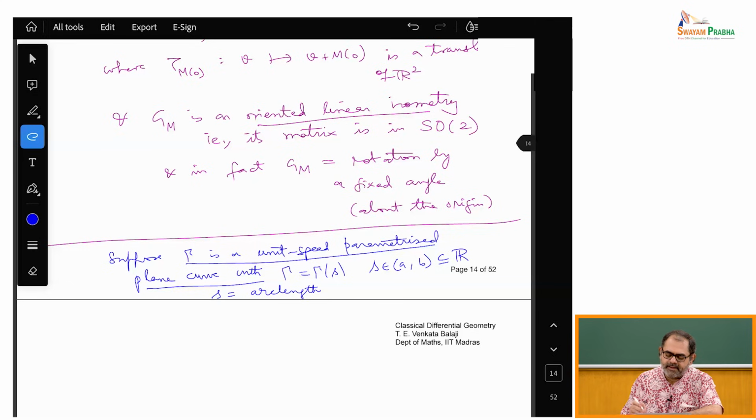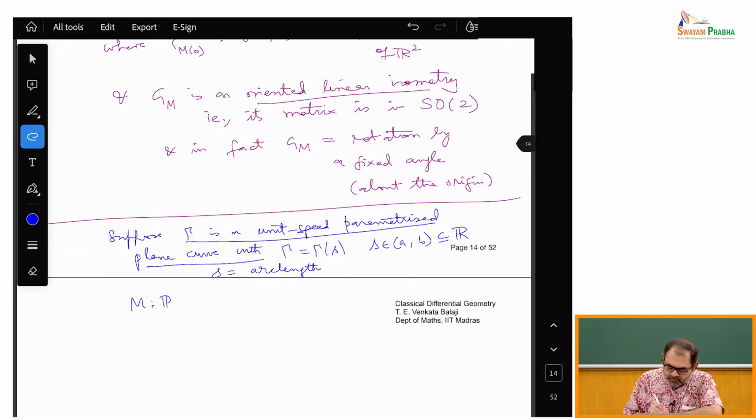And M from R2 to R2 is a rigid motion of R2, so that is very important. So what does it mean? It means M is an isometry, and it is a direct isometry, or an orientation preserving isometry. Remember that orientation preserving means that it will not only preserve the angles between vectors, but it will also preserve the sense in which the angles are taken.